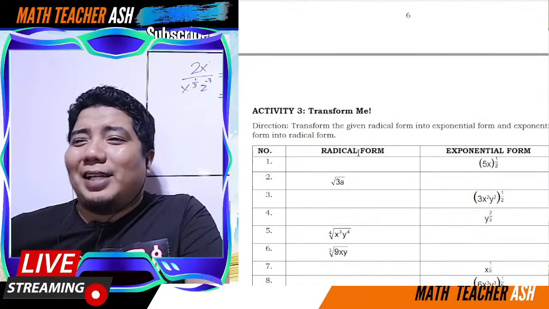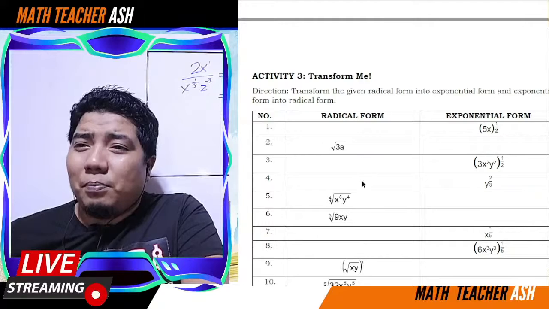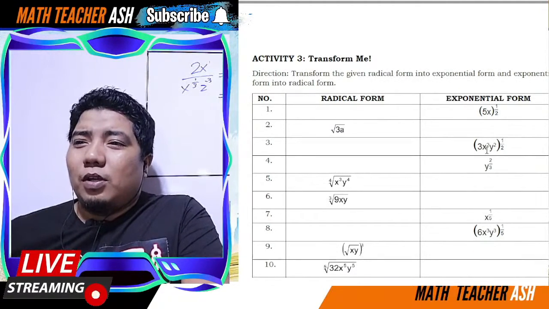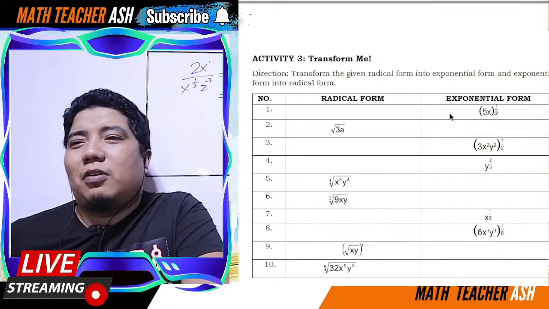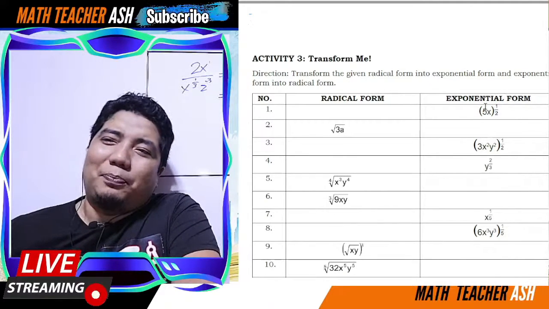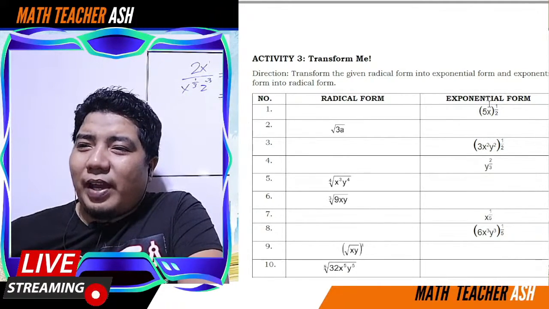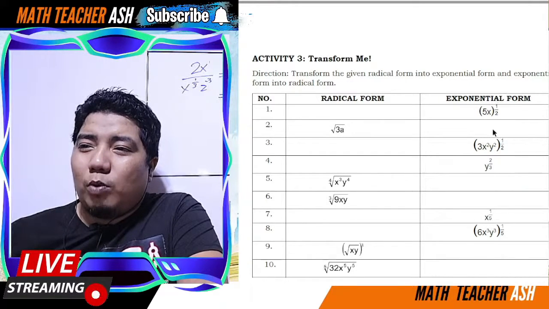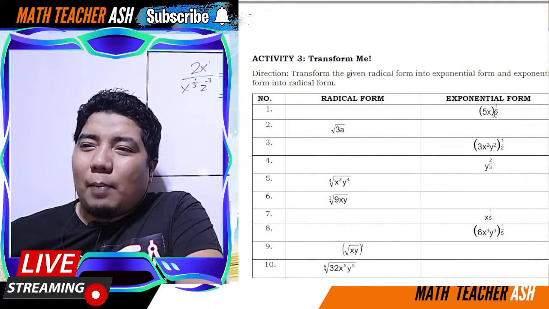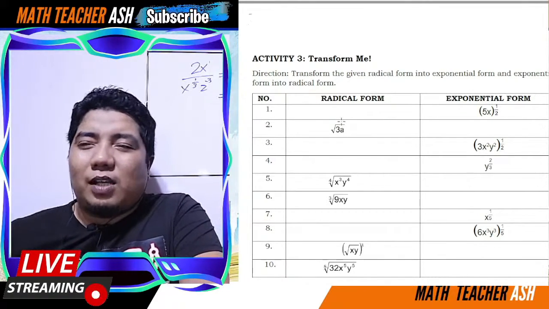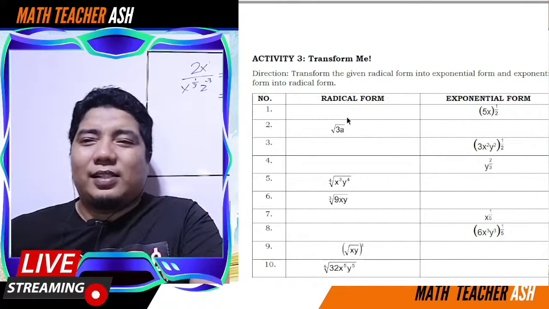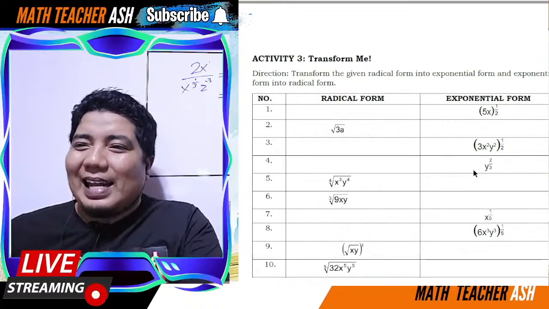Excuse me. All right. Now, we have here, transform me. So, si exponential gagawin mong radical, si radical gagawin mong exponential. Okay, so napakadali lang nito, my dear math learners. We have here 5x to the power of 1/2. So, dahil buo silang dalawa, of course, tapos 2 ang ating denominator, then our index is 2, so that will give us square root of 5x. That's it. Okay, napakadali lang.